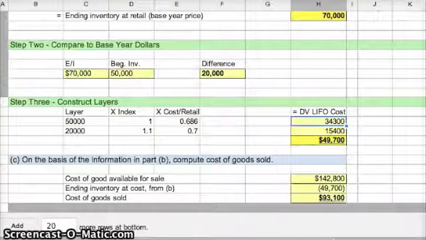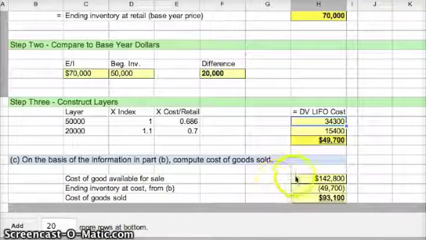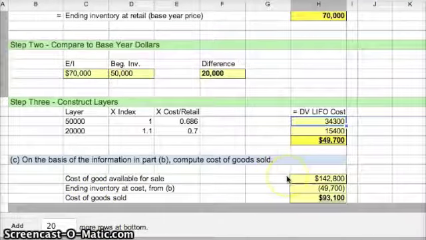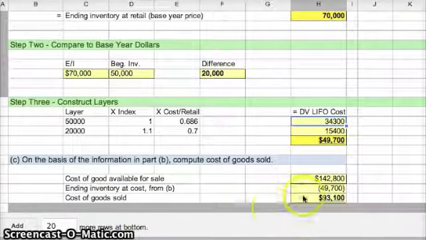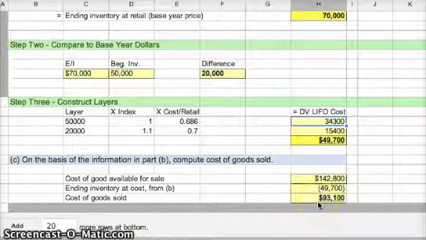The one that says that cost of goods available for sale minus ending inventory costs equals the cost of goods sold. So just go ahead and plug in the numbers here from the data above. The 49,700 again comes from the dollar value LIFO cost. So your cost of goods sold are 93,100.